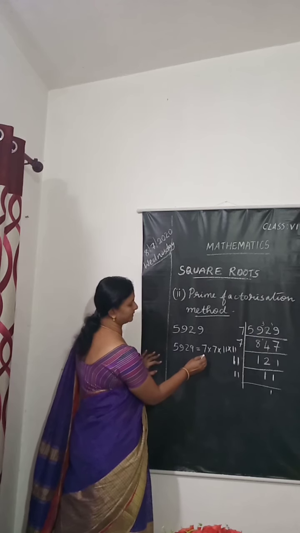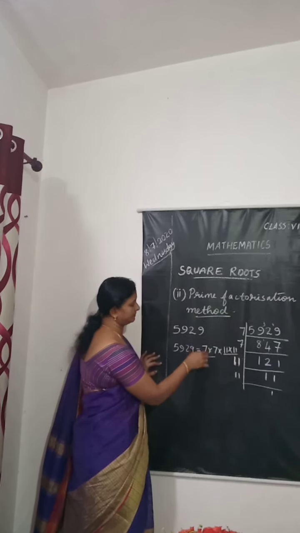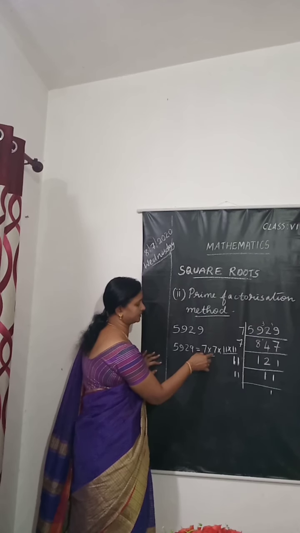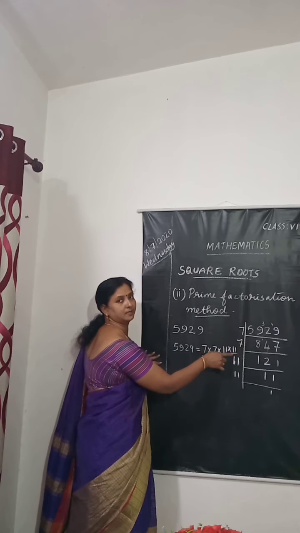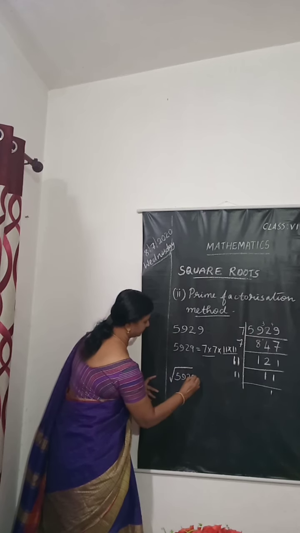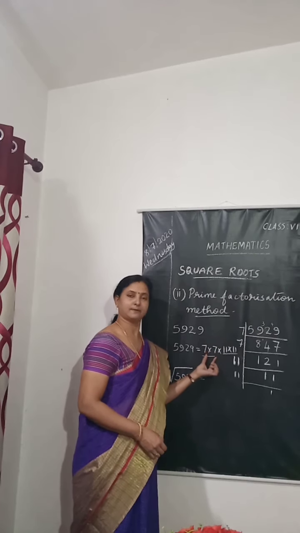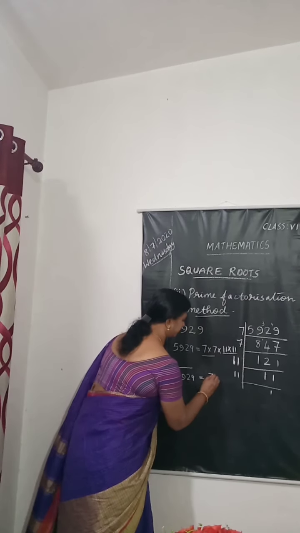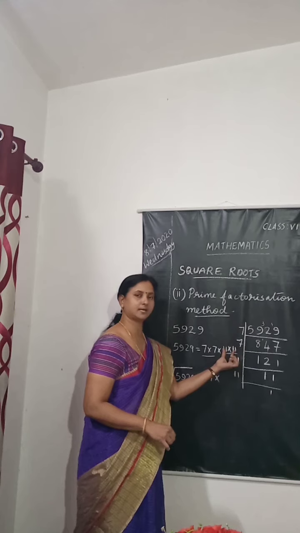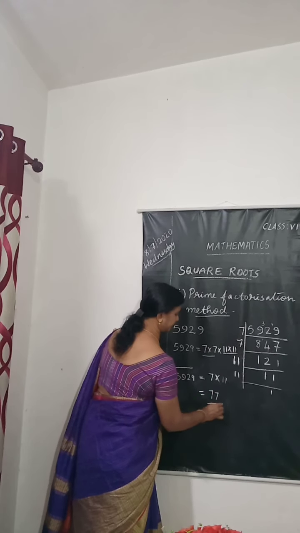The next step I told you, it is pairing. Group the number. Same numbers can be paired. 7 into 7 in one group, 11 into 11 in another group, like that you pair it. Next step it is finding the square root of 5929. That is equal to, among this pair, 2 sevens are here, take only one 7. And here 2 11s are there, take only one 11. So the answer is 77.